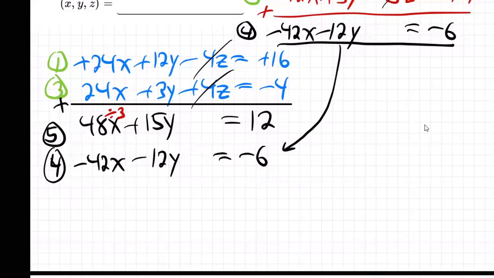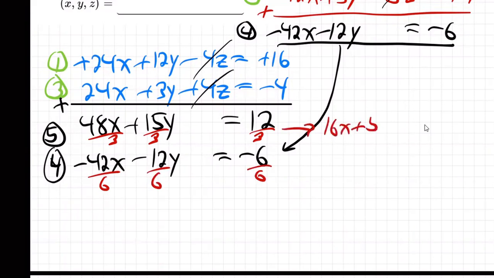Yeah, let me just write it this way. Divide by 3, divide by 3. 3 goes into all those, and this one, all these are divisible by 6. So divide by 3, you get what? 16x plus 5y is 4. Just make it simpler. Minus 7x minus 2y is minus 1. That's a little easier equations to deal with, right?